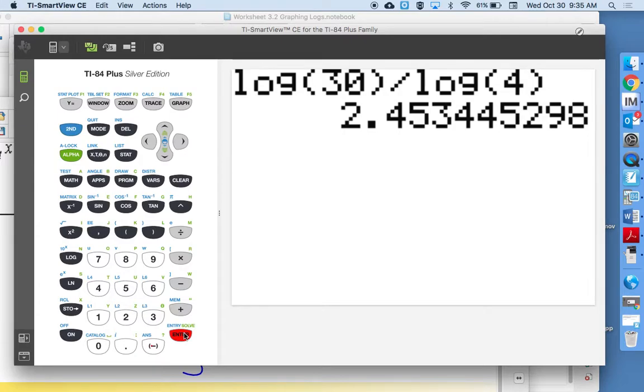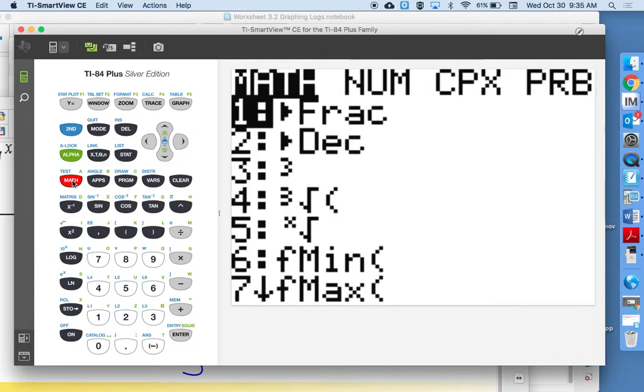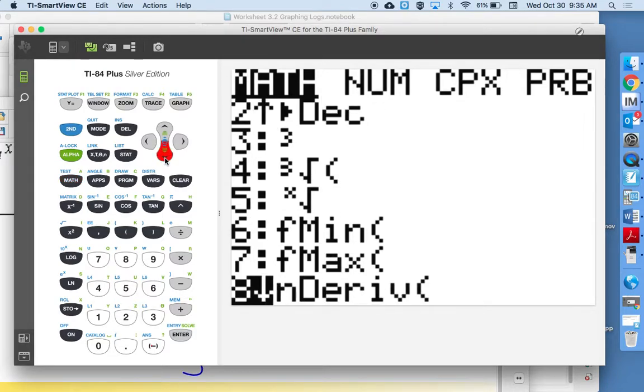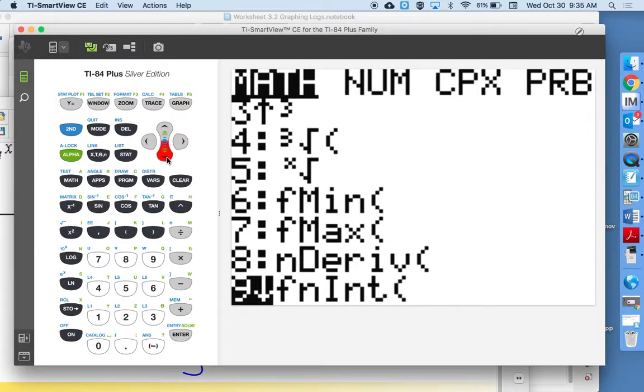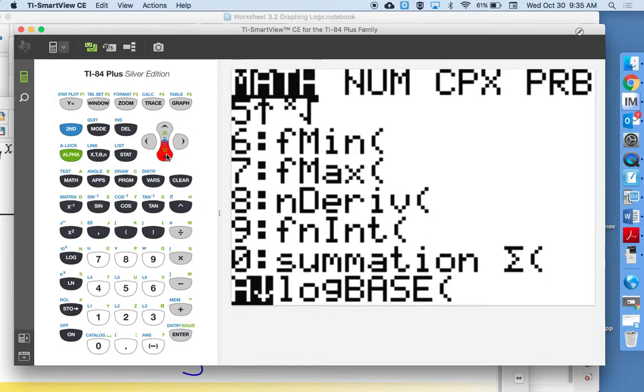Does anybody know where the change of base formula is in the calculator, Josh? Isn't it math? So he said math and A. Yeah. And if you go down to math and A, it says log base. And it actually has the formula already in the calculator for you. So some of the calculators have it, my old school one doesn't. Brenton's doesn't have it either.